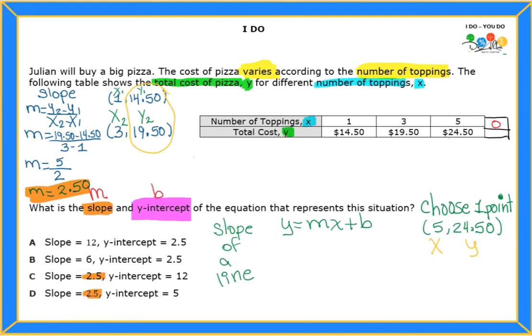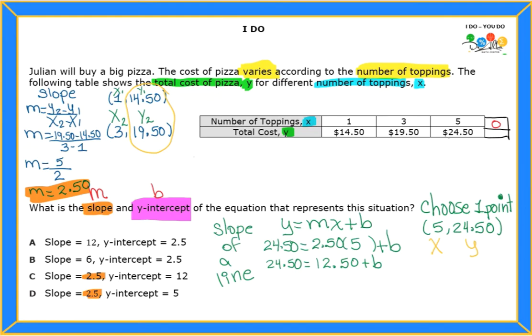So now we're going to replace my values. So y is 24.50, equals m, we found it earlier as 2.5 or 2.50, times x, it's a 5, very good, plus b. Let's perform the operations. So I'm going to get 24.50 because I haven't done anything to that. Multiply 2.50 times 5. We will get 12.50 plus b.